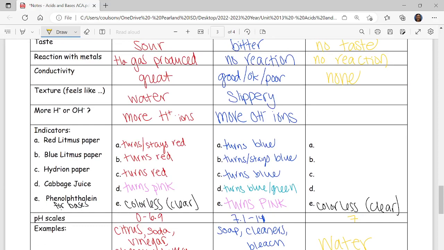The texture feels like water. So if you put your hand into a thing of acid and you put your hand into a thing of water, it's going to feel the same. You're not going to be able to feel by the texture of it.